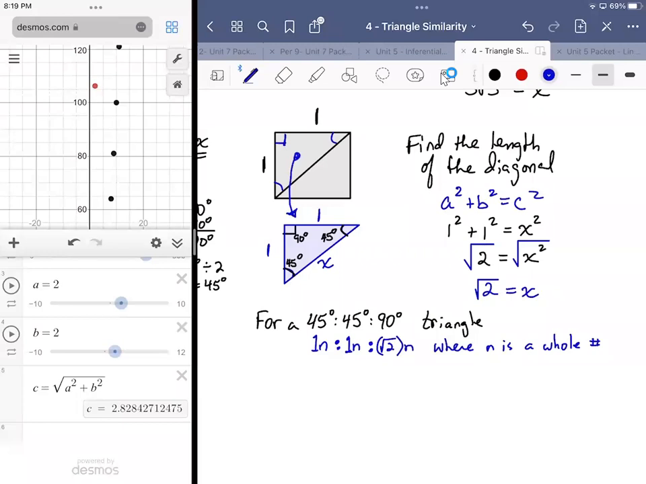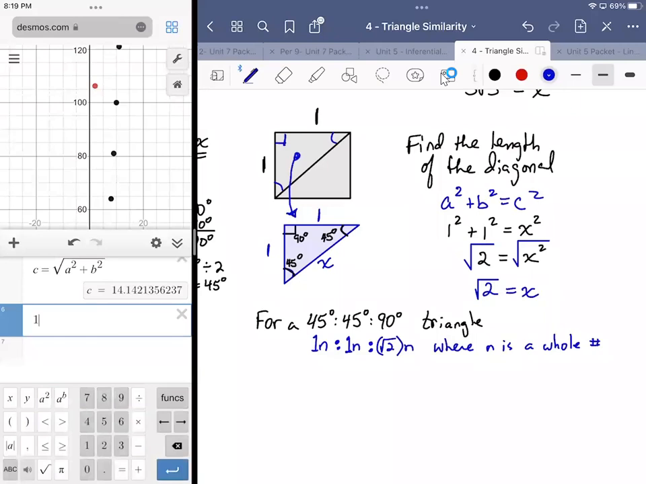So if I had, let's say 15, well, actually I have a 10 and a 12 here. So I'll go 10. I can max out this one at 10 also. So I get 14.142. That's going to be equivalent to 10 radical 2.